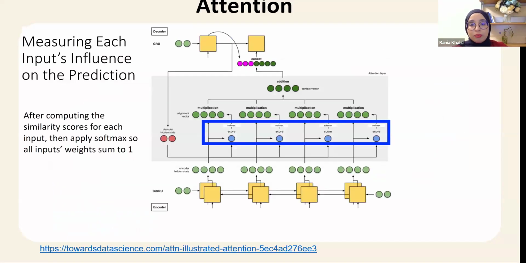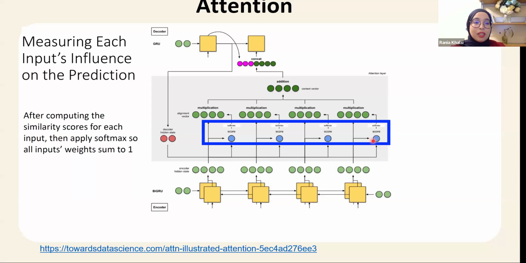Now, let's assume this part is complete. For each input, we have already computed a similarity score. This score reflects how much influence that input should have on the final prediction. To use these scores in an effective way, we need concrete numerical values, values that, when summed, must equal 1. Probability values, which can be interpreted as probabilities.